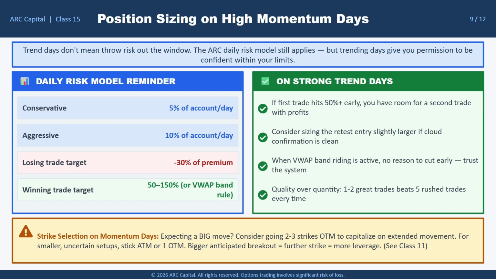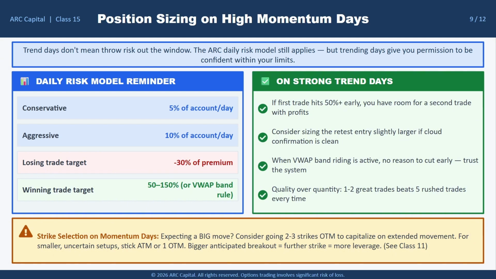seeing if the clouds are expanding, if there's continued momentum, continued volume, things of that sort, right? So strike selection on momentum days, expecting a big move, consider going 2 to 3 strikes out of the money to capitalize on extended moves. For smaller, uncertain moves, stick to at the money or 1 out of the money. On these bigger stocks, obviously, you're going to be trading further out contracts since the premium is so high on these big moving volatile stocks.